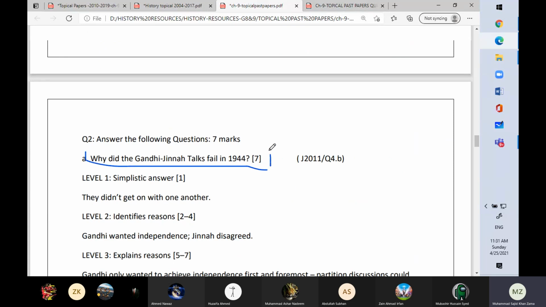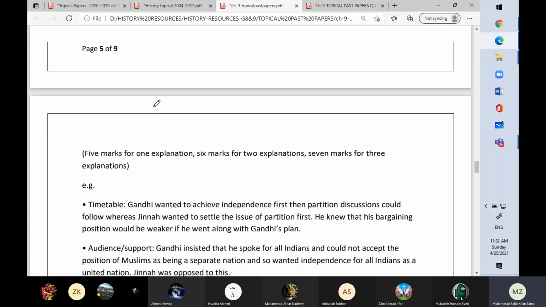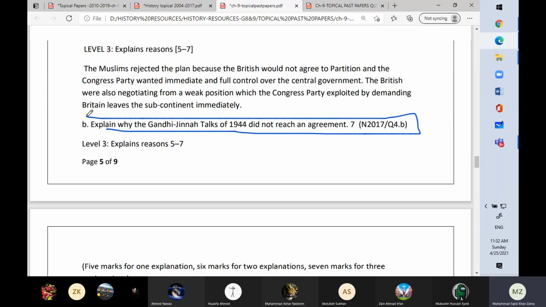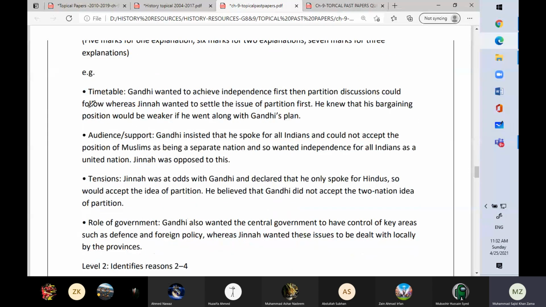Okay, Gandhi-Jinnah talks. This is an important question. Why did the Gandhi-Jinnah talks fail? It's coming again here: explain why the Gandhi-Jinnah talks did not reach an agreement. So it's the same question. There were 4 points of disagreement, if you remember, we discussed. And this marking scheme is a good one because it stated all 4.